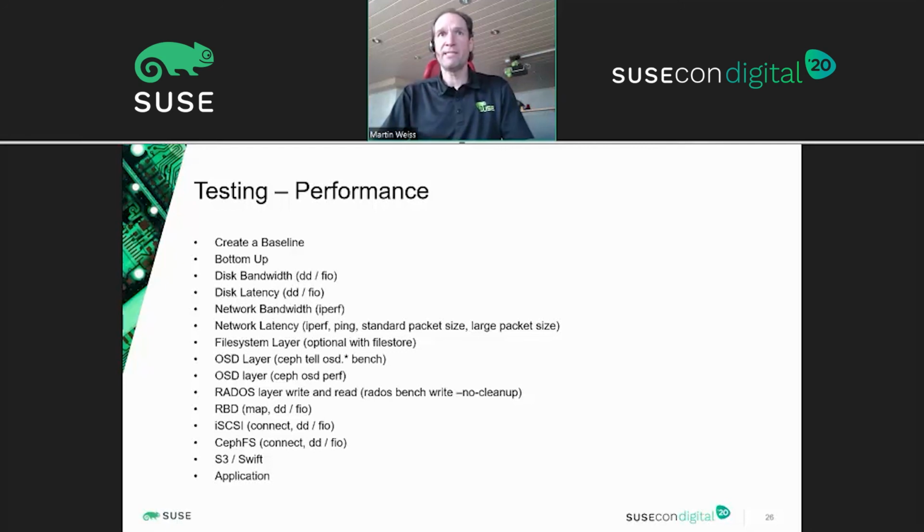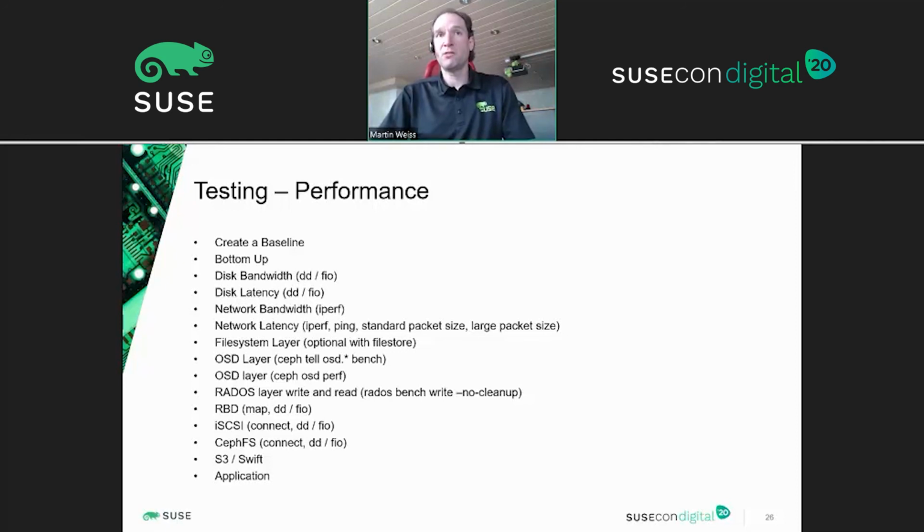So create the baseline from the bottom up. Test the low-level disk with bandwidth and latency. We most often use dd or fio, etc. Test the network bandwidth. We already did that during the initial implementation phase. Test the latency. Then we test the file system layer if we use FileStore. So forget about that one. We don't do that anymore.